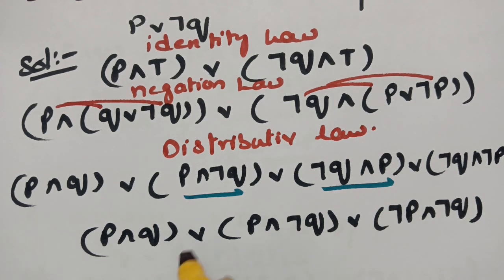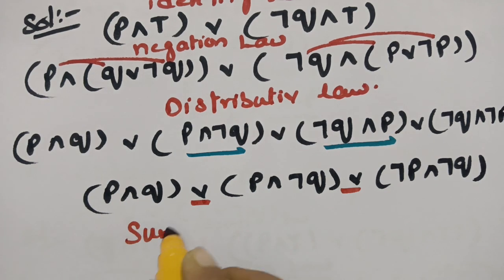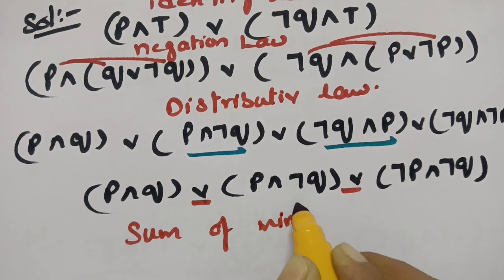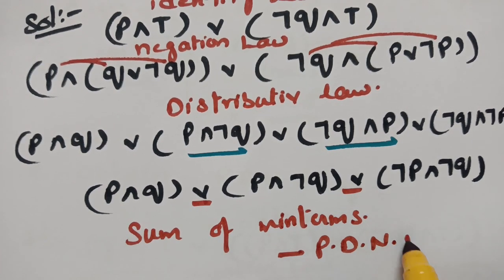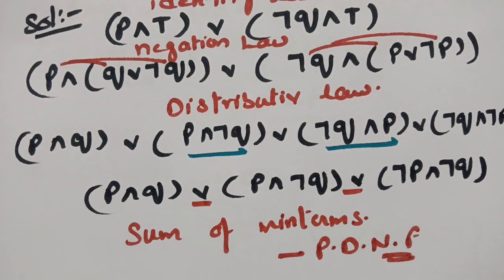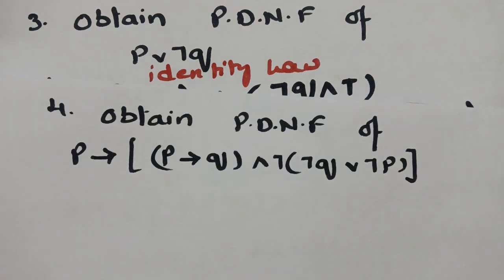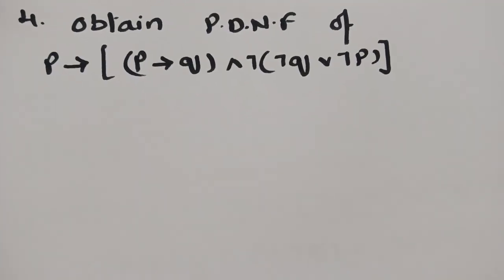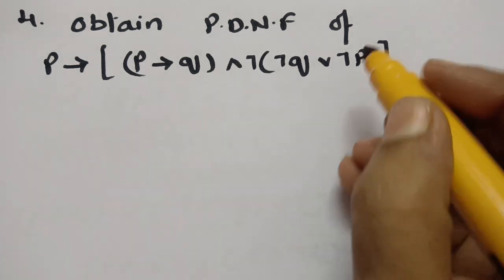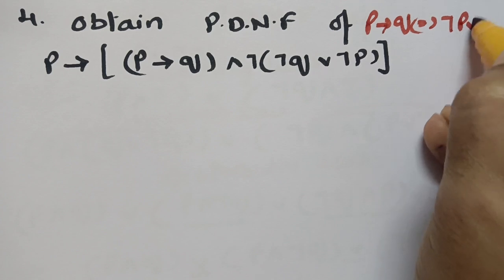So if you observe, this one is a sum or disjunction. Here, as you know, the sum of minterms is nothing but PDNF. So this is PDNF, which is principal disjunctive normal form. It is very easy if you follow. The thing here is there are implications here. First of all, we have to remove the implications. So in order to remove the implications, which equivalent formula we have to use? As you know, P implies Q is nothing but negation P or Q.